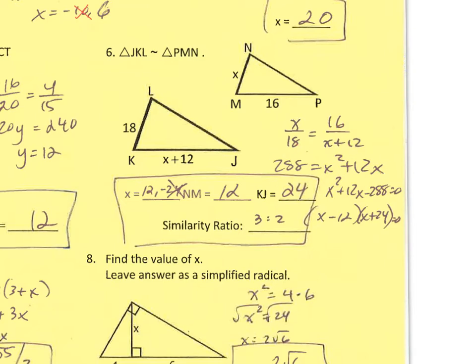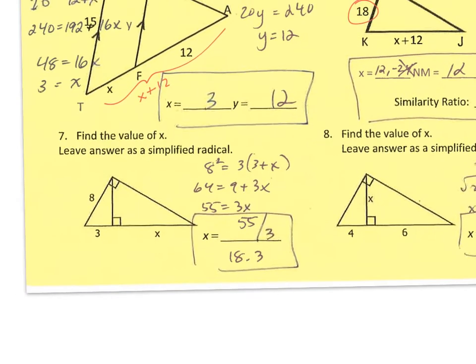You get a quadratic. This is kind of a heavy one. You have 288 there. So you figure out what multiplies to negative 288 but adds to 12: 24 and 12. So negative 12, positive 24. You get x is 12 or negative 24. Clearly, I crossed that one off. So then you plug in the values. NM is 12. KJ is 12 plus 12. And then for the similarity ratio, I just took the 2 sides. Now that I know this is 12, I said 18 over 12 is the similarity ratio. Reduce that. Take a 6 out of top, 6 out of bottom, you get 3 over 2.